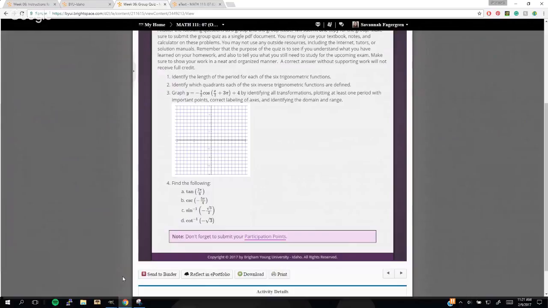I got square root of 2. Okay, yeah. So I have cosecant equals 1 over sine, right? Yeah. And sine at 3 pi fourths equals square root of 2 over 2. So I still got 1 times 2 over square root of 2. I still got 2 over square root of 2.